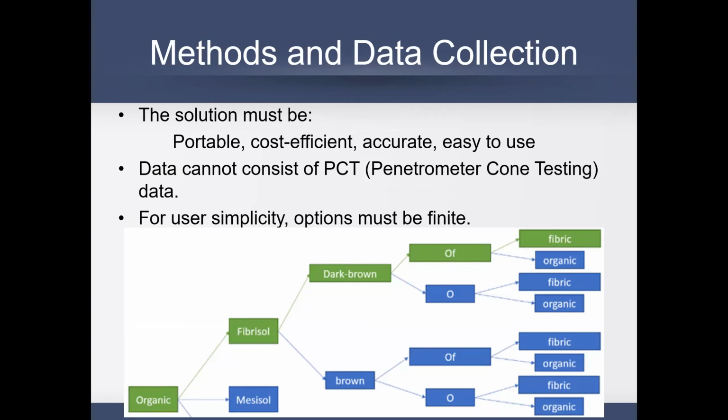Again, just to recap, the problem here is we have a whole range of soil testing applications that are prohibitively expensive, and we need a quick and accurate result from soil testing that we can start analyzing.